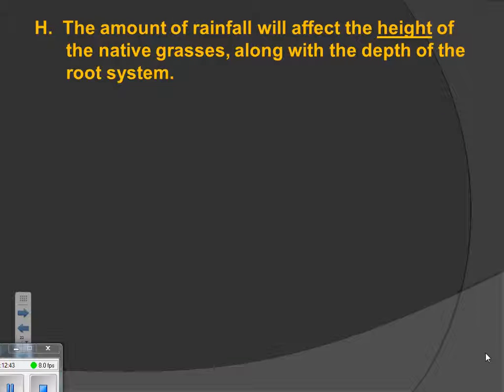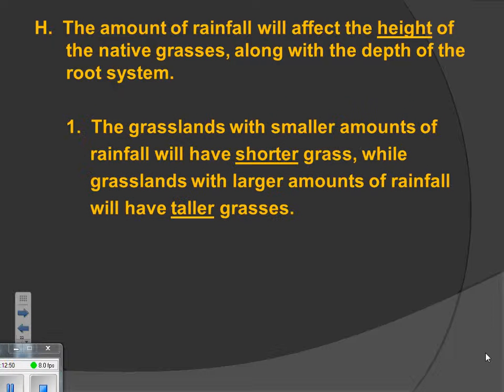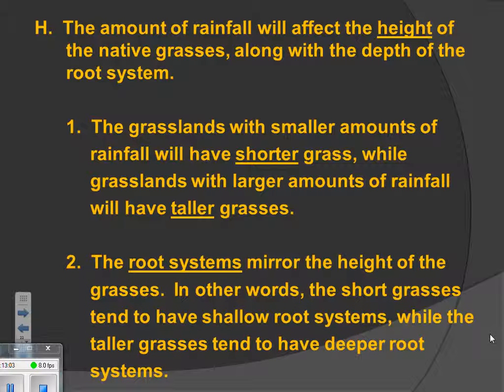The amount of rainfall will affect the height of the native grasses along with the depth of the root system, which we've already mentioned. Number 1. The grasslands with smaller amounts of rainfall will have shorter grasses, while grasslands with larger amounts of rainfall will have taller grasses. Number 2, the root systems mirror the height of the grasses. In other words, the short grasses tend to have shallow root systems, while the taller grasses tend to have deeper root systems.